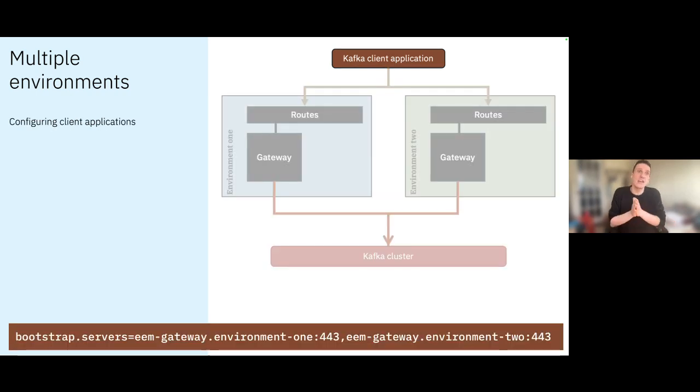So how do you do this? From the client application level, you need to give it a comma separated list of the addresses of where the gateways live. The way the Kafka protocol works is it will connect to the first one on the list. If it has any problems talking to the first one on the list, it switches to the second one. And if you've got a third environment, you can have a third comma separated item in the list. It will switch and it will just go through them in sequence.